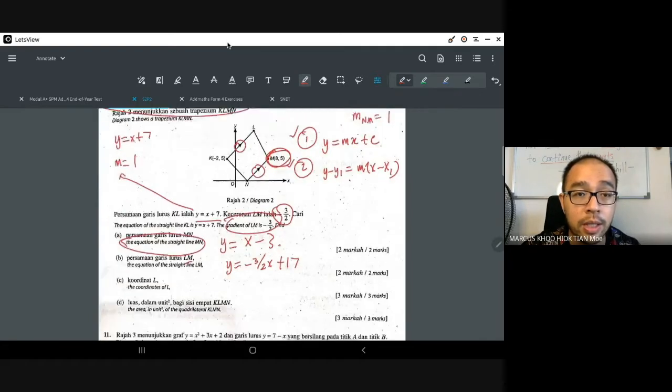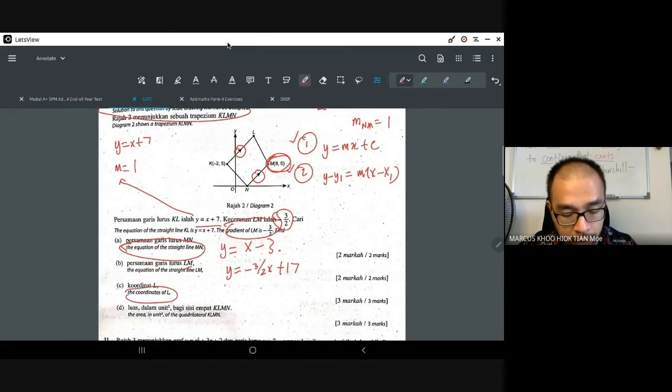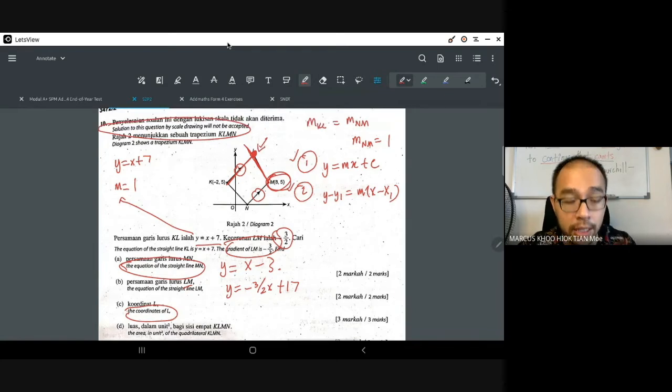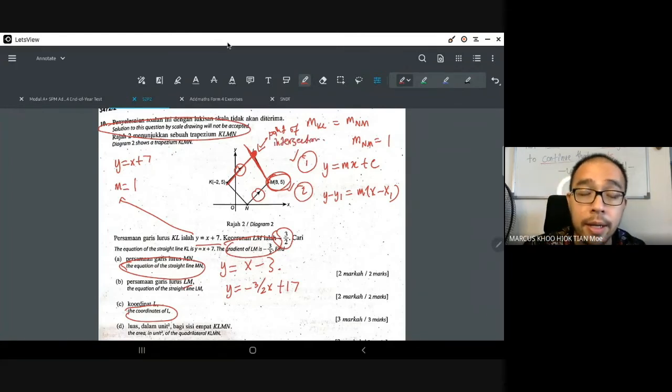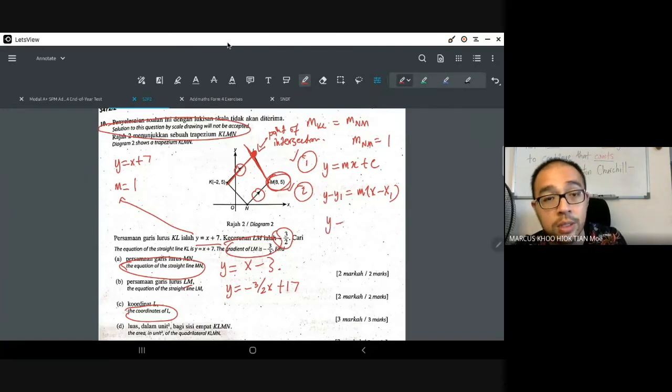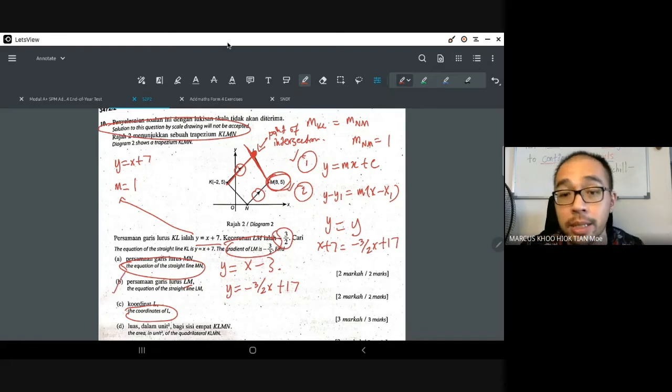Now I want the coordinates of L. If you have the equation of KL and the equation of LM and you want to find this point, what is this point called? It is called the point of intersection. And how do we find the point of intersection? We need to do y equals y. So this will be x plus 7 equals negative 3 over 2 x plus 17, assuming that your B is correct.